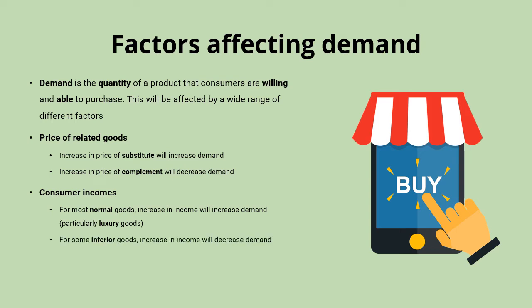But we do have some goods, and we call them inferior goods, where you get an increase in income and that actually leads to a decrease in demand. And so that might be cheaper staycations or supermarket own brand meals we might see as being inferior goods.